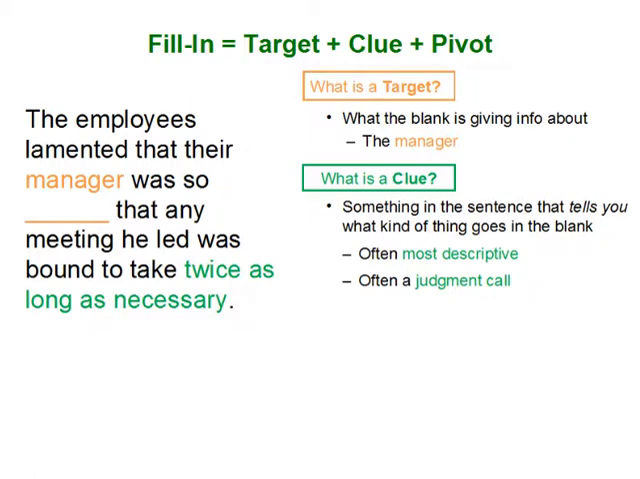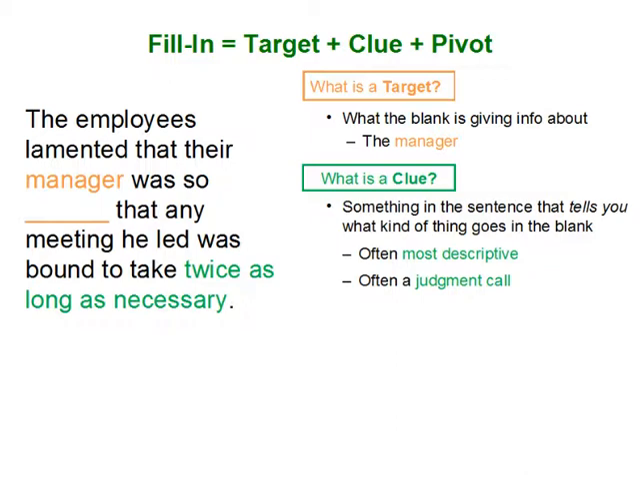And how do we know that the author believes that he talks too much? Because it says twice as long as necessary. So we know that his meetings take too long. So notice that when this author says twice as long as necessary, this is an opinion. This is, in fact, a judgment call. This author thinks that the manager takes too long.